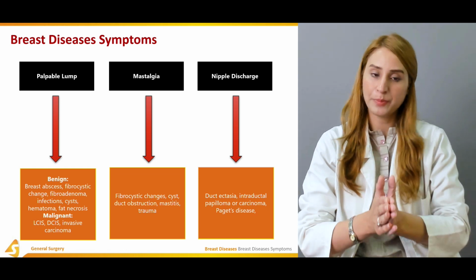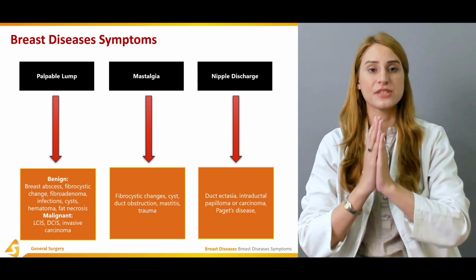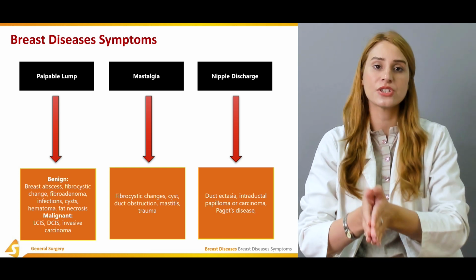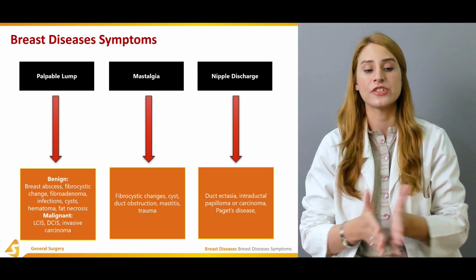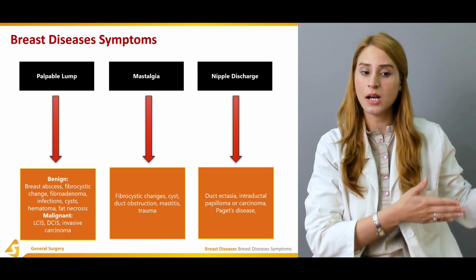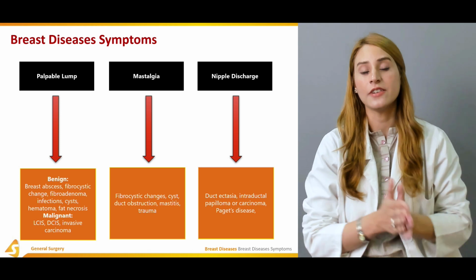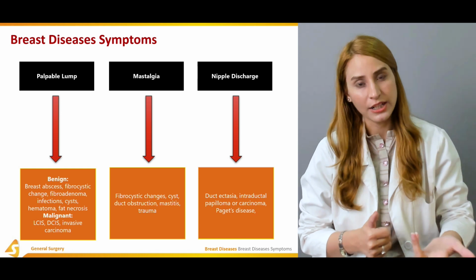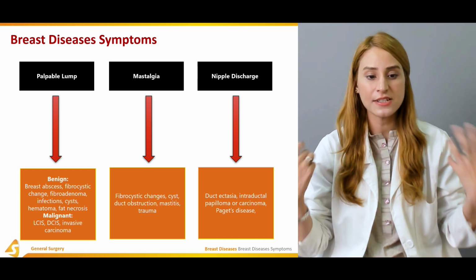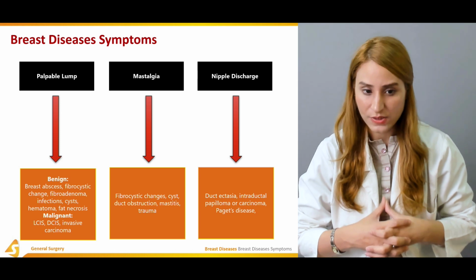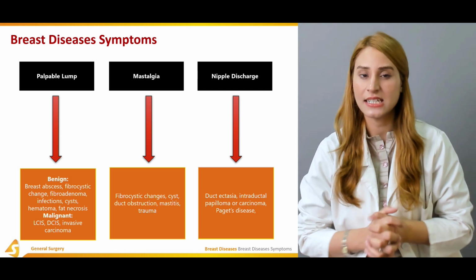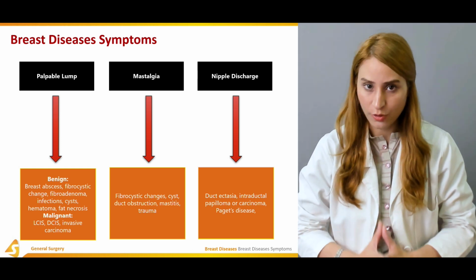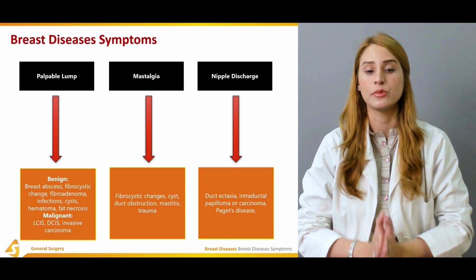So the patient may present to you with a breast lump, with mastalgia, or with a nipple discharge. This flow sheet is really going to help you in making your provisional diagnosis. If it is a palpable lump, it can be benign or malignant. If benign, it can be breast abscess, fibrocystic change, fibroadenoma, infection, mastitis, cyst, hematoma, or fat necrosis. And in case of malignancy, it can be lobular carcinoma in situ, ductal carcinoma in situ, or invasive carcinomas as well. They can also present with a palpable mass.